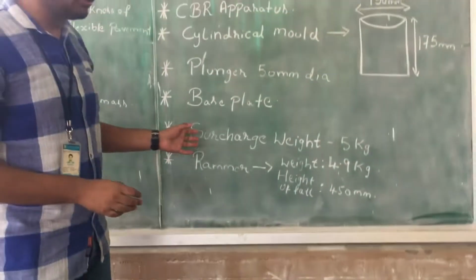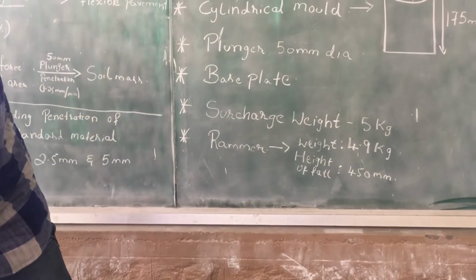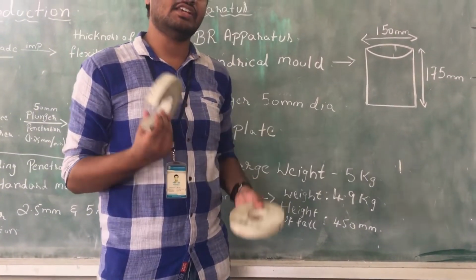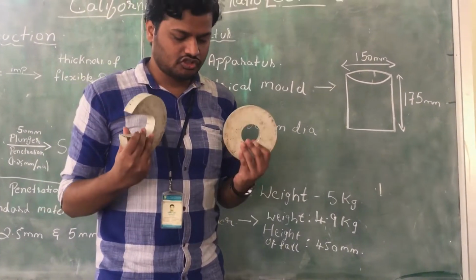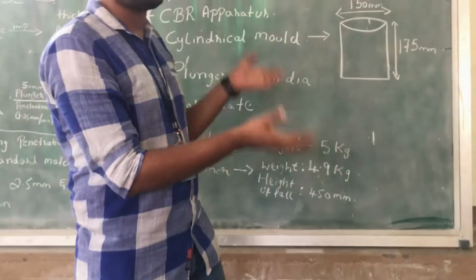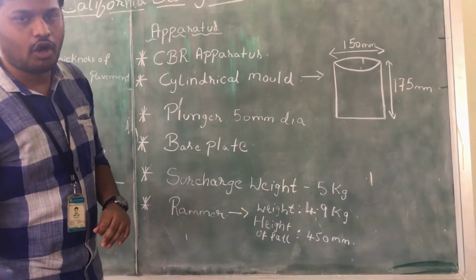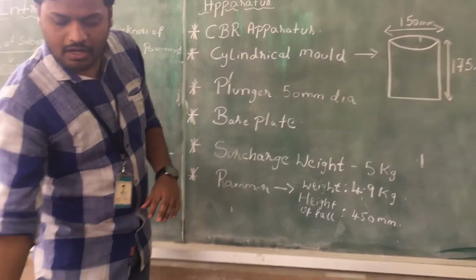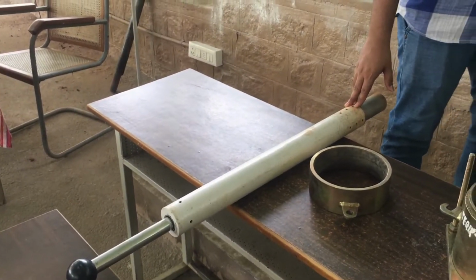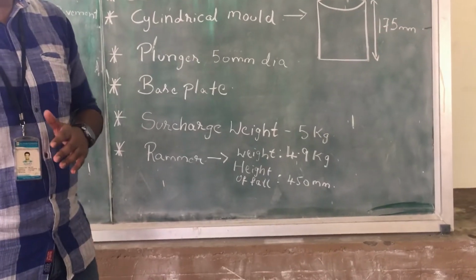Next, it consists of a surcharge weight. During the test we will use a surcharge weight of 5 kg, which is 2.5 kg each. These surcharge weights indicate the thickness of pavement which will be coming over the subgrade. And then we are going to use a rammer for the compaction. We are going to use a rammer of 4.9 kg and the height of fall will be 450 millimeter. Here we are going to do heavy compaction to prepare the mold.